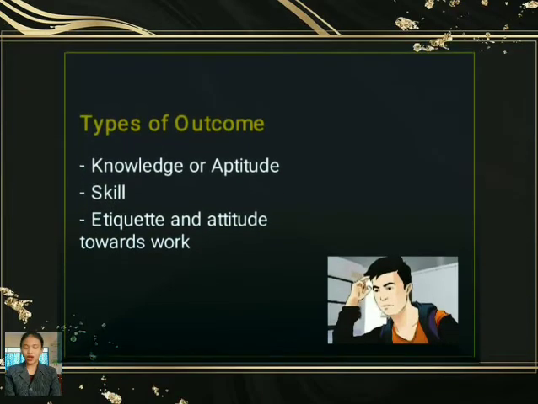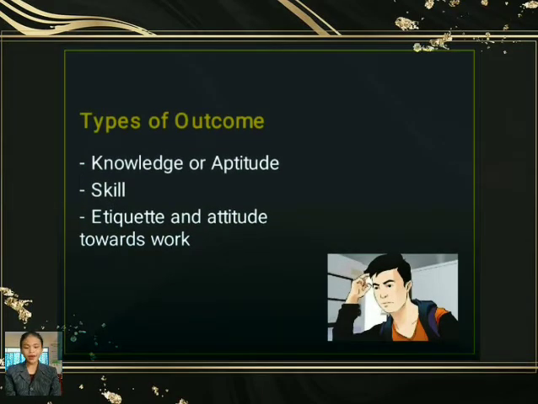There are types of outcome. It can be subdivided into different categories as follows: knowledge or aptitude, skill, etiquette, and attitude towards work. Knowledge or aptitude: it is the organizational or institutional duty, which includes faculties and staff members, to inculcate appropriate knowledge to students. It is solely the interest and decision of the faculties on how the teaching is to be done. They are well versed with the power of experience, knowing what to do and how to do it.